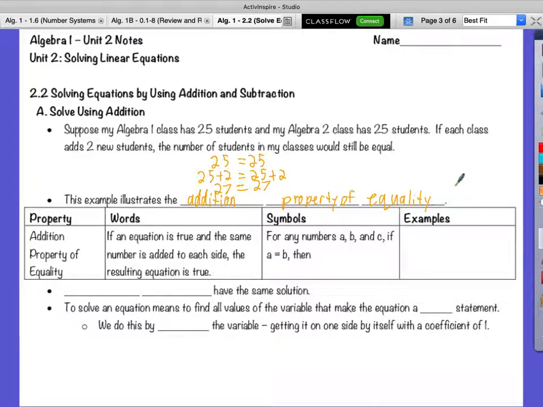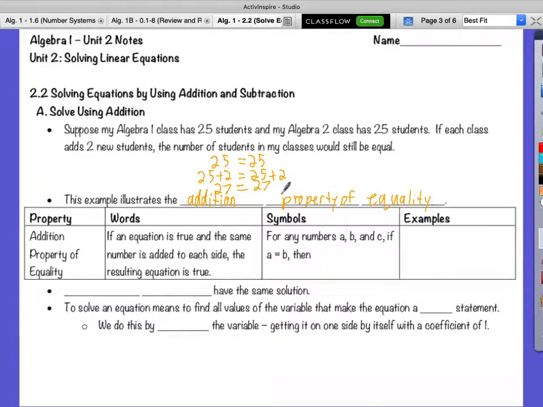We have this nice little box here, this little chart, that says, hey, addition property of equality. In words, it means if an equation is true, so 25 equals 25, that's true, we said, and the same number is added to each side, add 2, the resulting equation is true. 27 does equal 27, right? Okay, so we just demonstrated that.